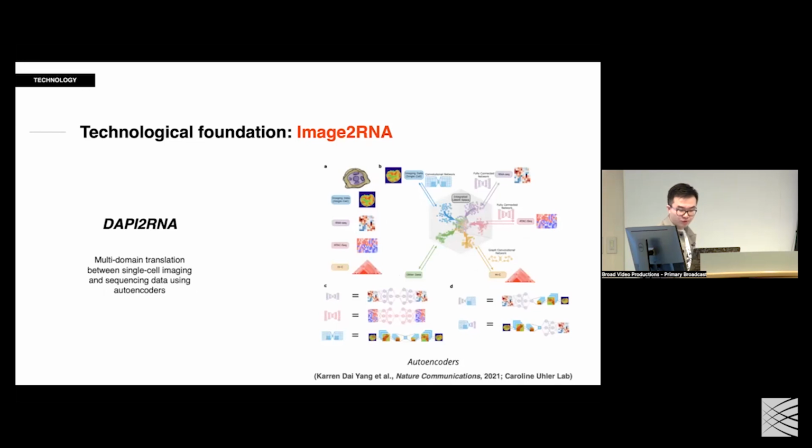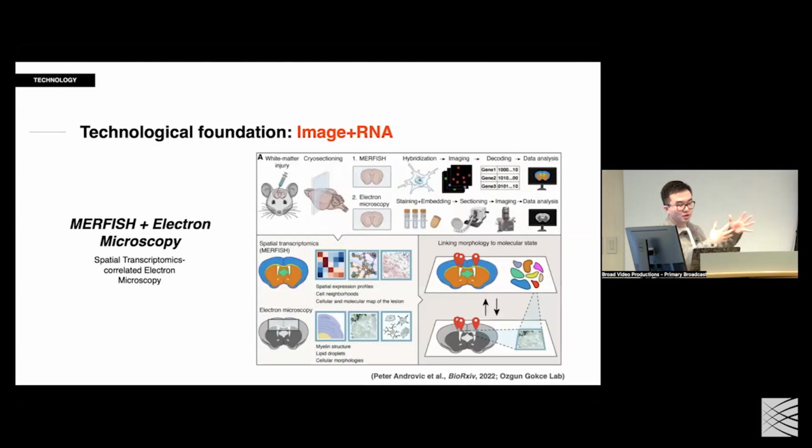And then a beautiful work, actually a general framework, developed by Carolina Uhler at the Broad and MIT. She proposed this autoencoder framework to compress all kinds of different input data, reduce them to a representation in the latent space, connect those representations, and then decode all kinds of outputs of interest. For example, in this one they used DAPI stainings to generate single-cell RNA-seq data, which is more about how we generate different kinds of omics or imaging information from other data modalities.